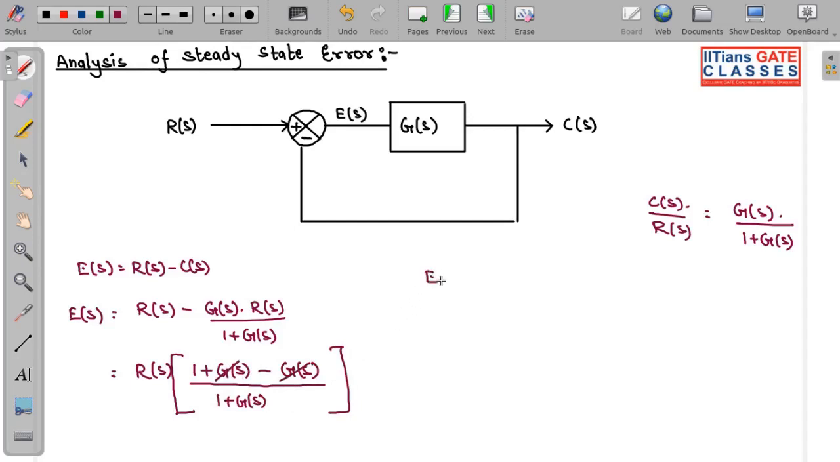So E of S comes out to be equal to RS into 1 plus 1 by G of S. Now we have to find steady state error. That means ESS, t tends to infinity. So according to final value theorem, I can find it like this.